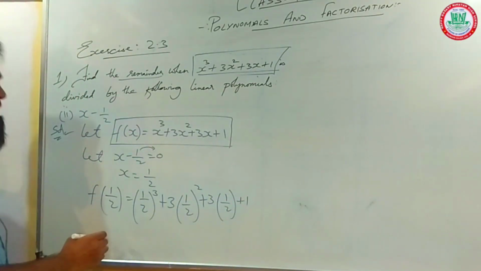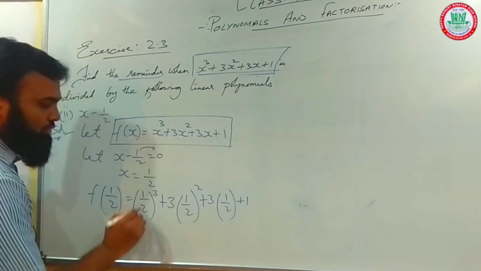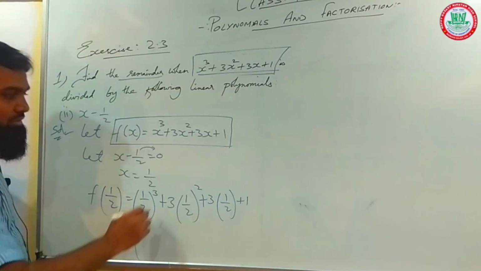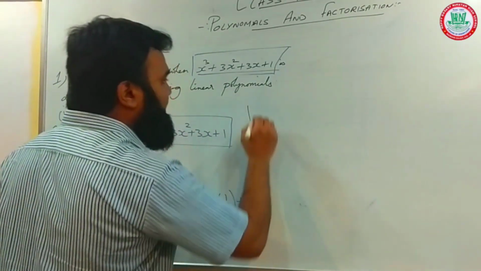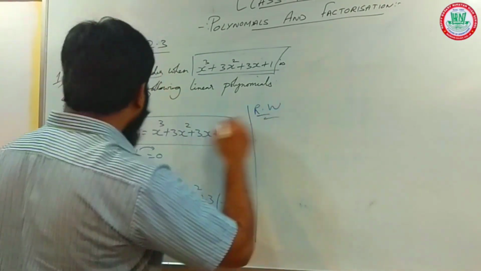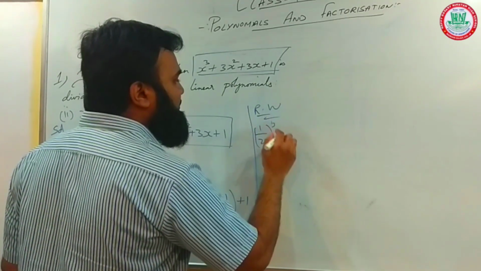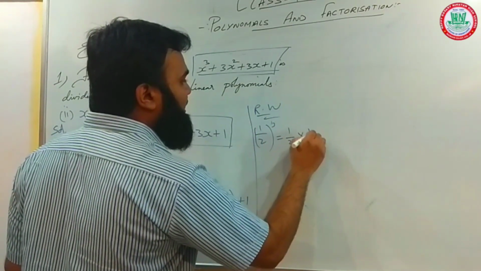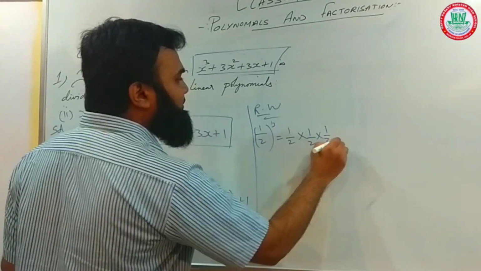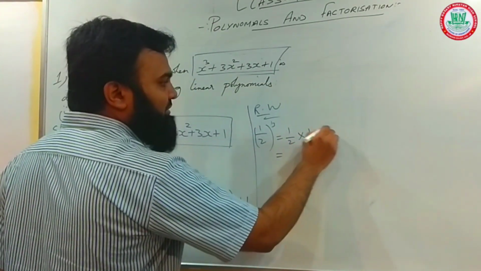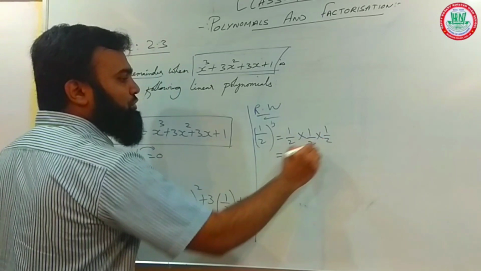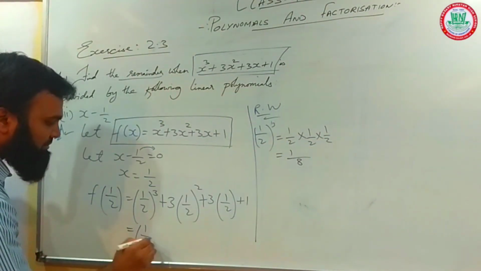Now 1 by 2 whole cube means we need to write 1 into 1, 3 times. Here in rough work I will explain to you. 1 by 2 whole cube means we need to write 1 by 2 into 1 by 2 into 1 by 2, 3 times. So 1 into 1 is 1, 1 into 1 is 1; 2 twos are 4, 4 twos are 8. So 1 by 8.